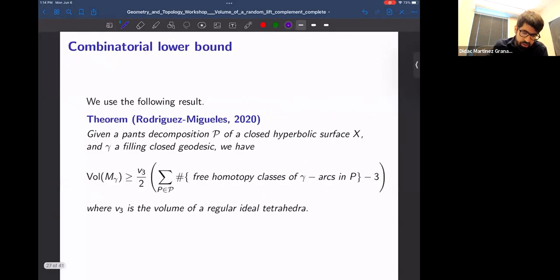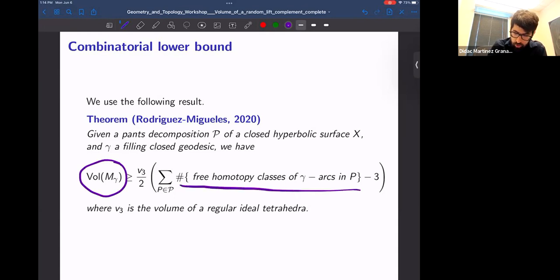And so given this definition of gamma arc, I can now tell you what the combinatorial lower bound that we use in our proof, proved by Rodriguez-Migueles, is. What his lower bound tells you is that if you want to give a lower bound of the volume of this three manifold, you can just count the number of free homotopy classes of gamma arcs for every pair of pants in your pants decomposition. And if you can count that, you get a lower bound.